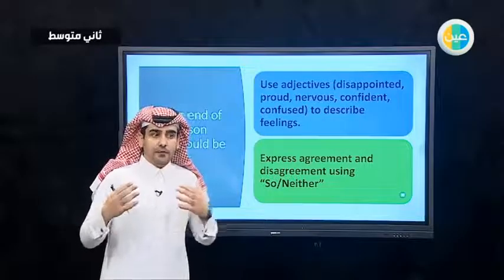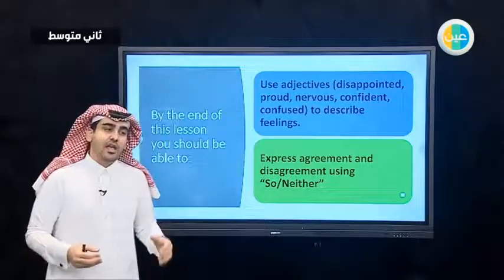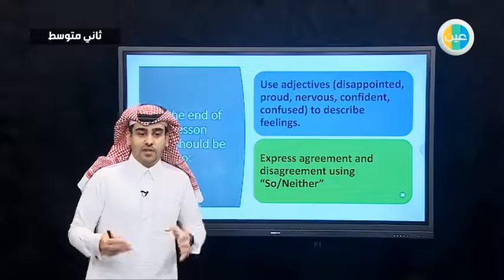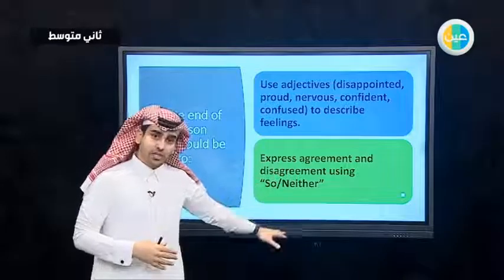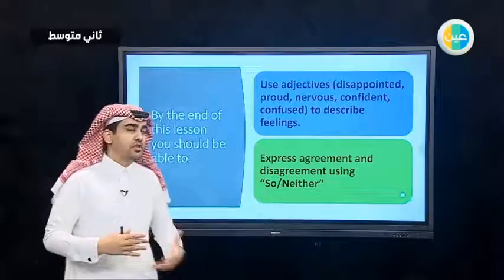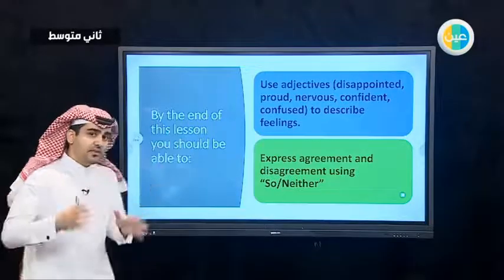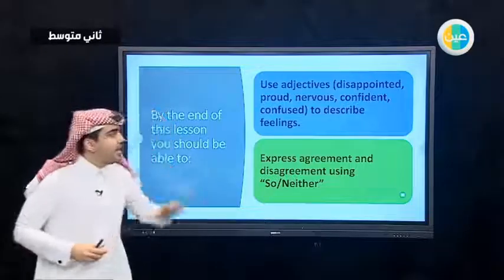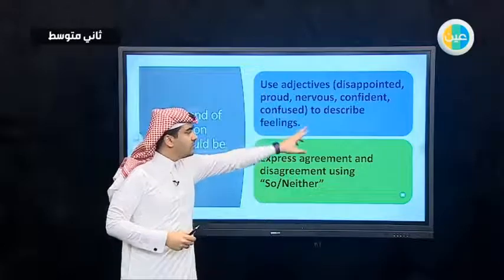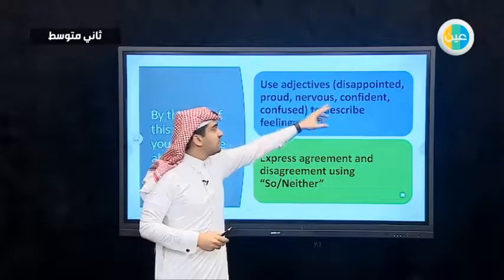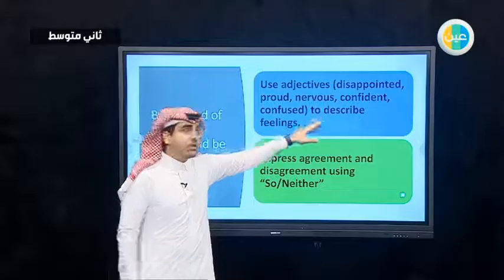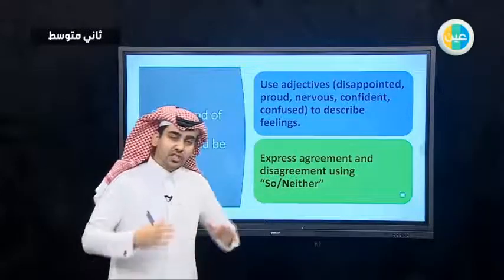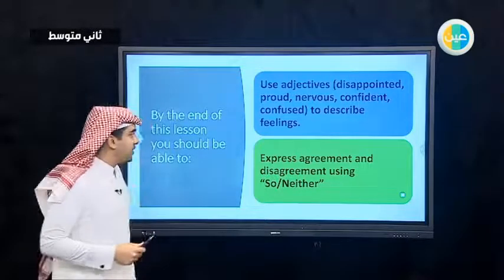So the first thing that we are going to learn in this lesson is how to use adjectives that are related to feelings that are also related to competitions: winning, losing, preparing for competitions, and so on. The thing that you should be able to do at the end of this lesson, by doing all the exercises, is to use adjectives to describe feelings. For example, disappointed, proud, nervous, confident, confused, and so on. These are adjectives that are related to competitions in general.